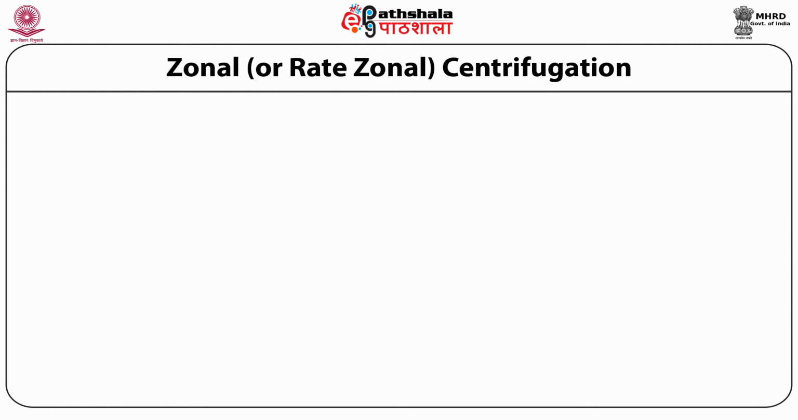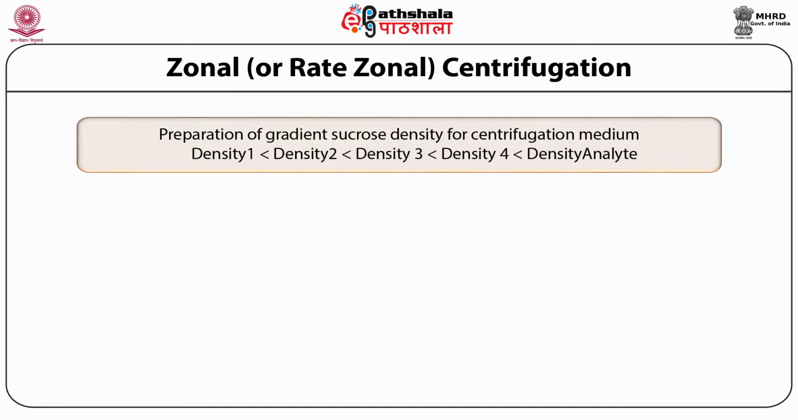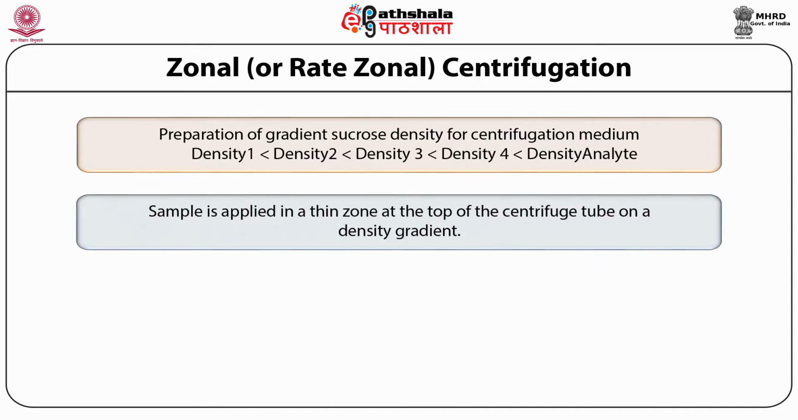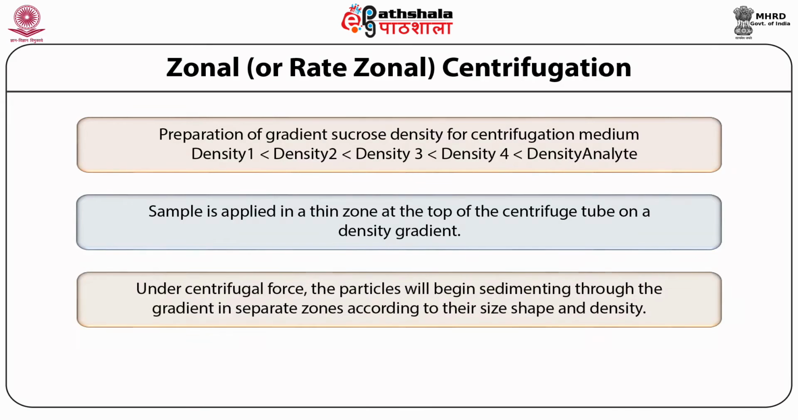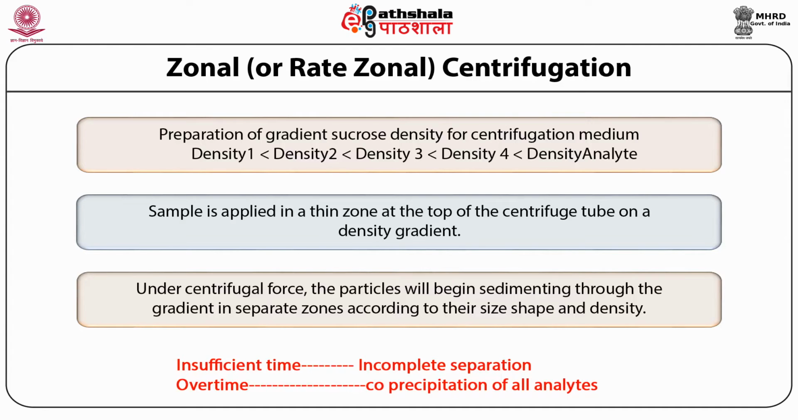This gives you the idea of the preparation of the density gradient solution for the centrifugation medium, like density 1, density 2, density 3, density 4 and density 5, and then the density of the analyte. So the increasing densities are arranged in the tube, and the sample is applied in a thin zone at the top of the centrifuge tube on a density gradient. Under centrifugal force, the particles will begin to sediment through the gradient and separate into zones according to their size, shape and density. So if you run for an insufficient time, incomplete separation occurs.